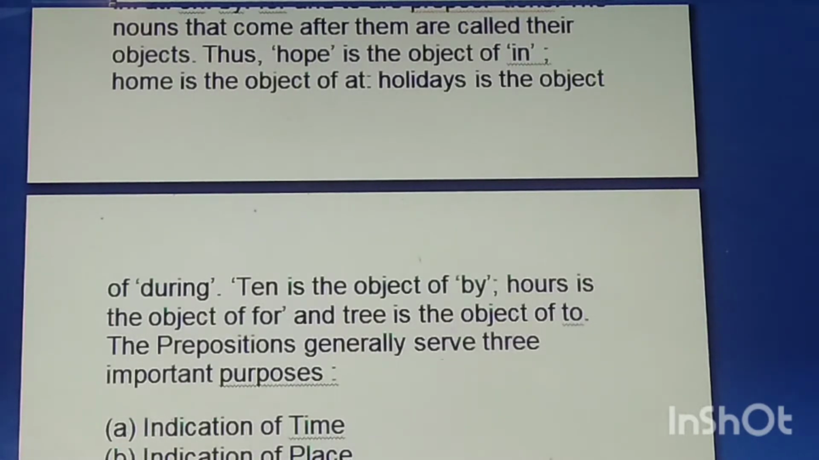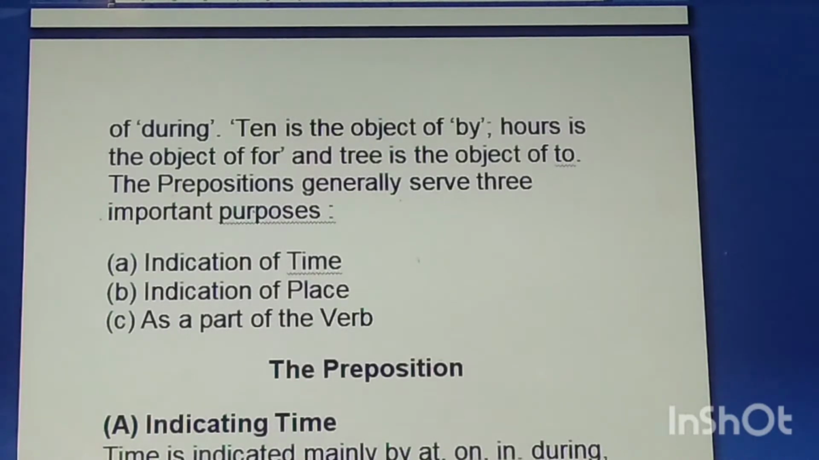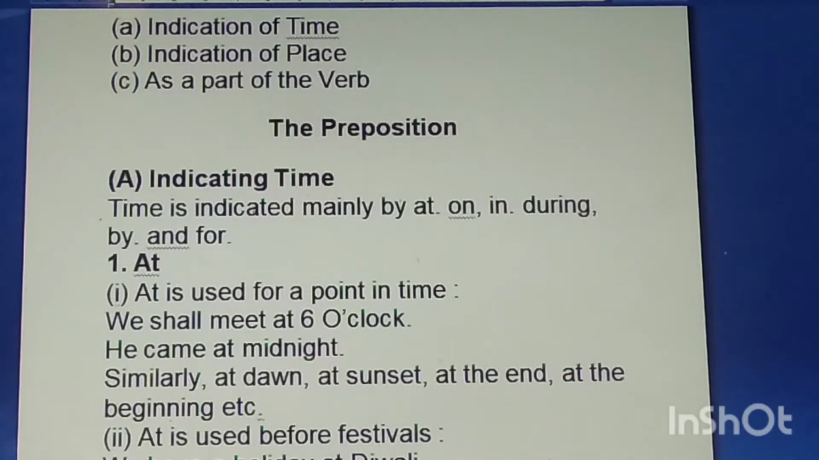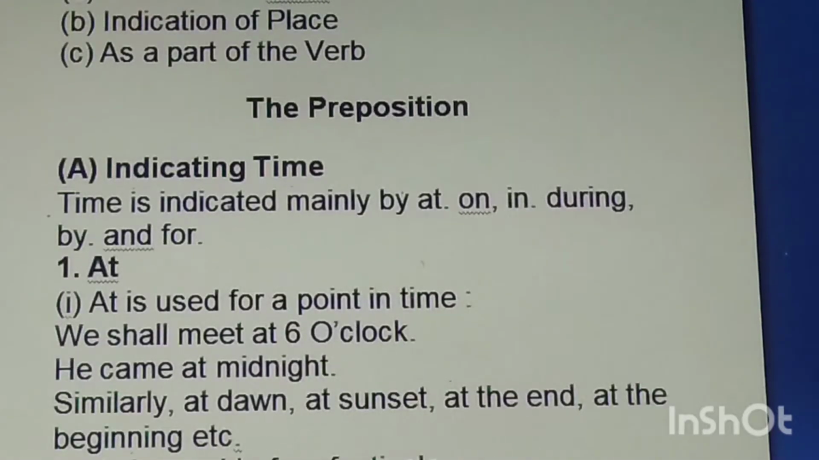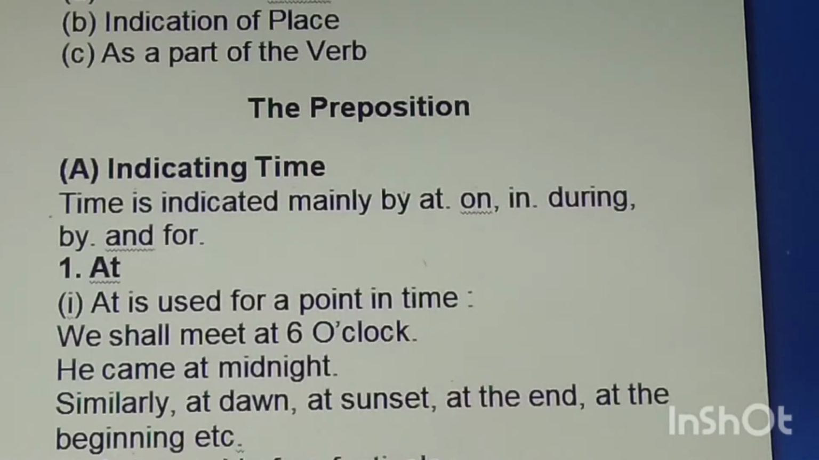The prepositions generally serve 3 important purposes. What are these purposes? Let's have a look, children. Indication of time, place as a part of the verb. Okay, the preposition indicating time. Let's have a look at this. So, preposition indicating time. Time is indicated mainly by at, on, in, during, by, and for.